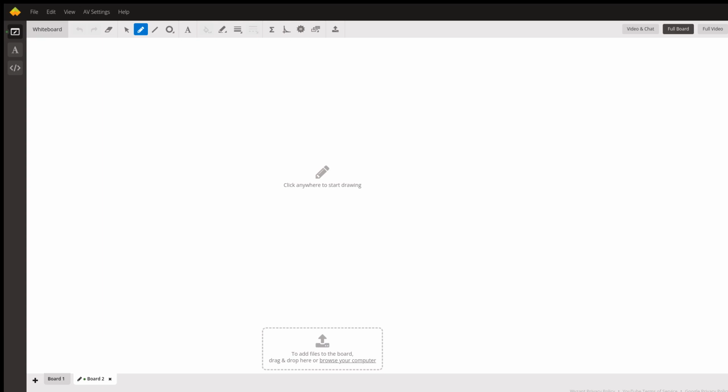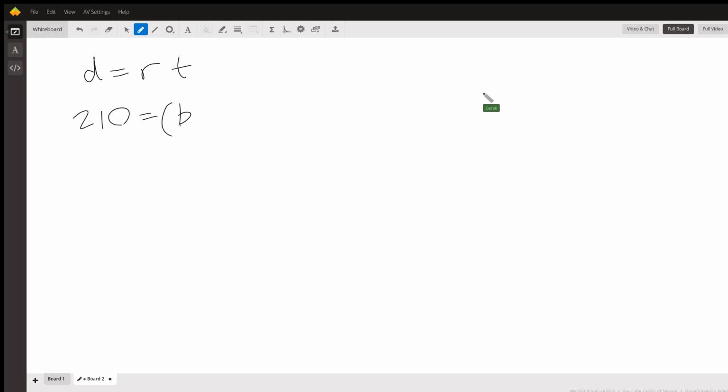Okay, so let's use the general formula. Distance equals rate times time. So you know your distance was 210. And the rate when we go downstream, well, it's going to be the rate of the boat plus the rate of the current times your time, which was 10 hours.